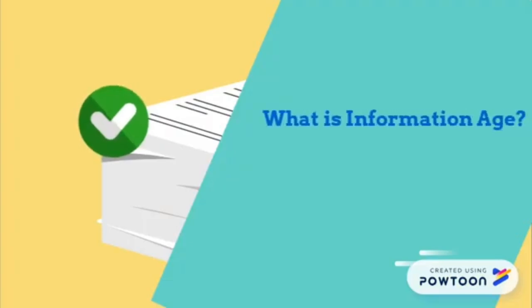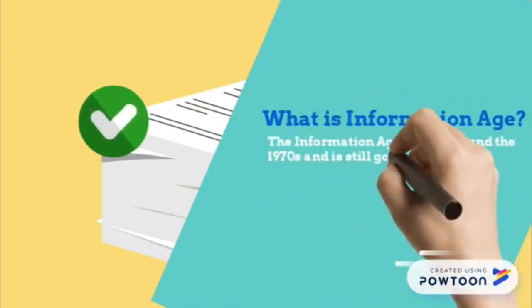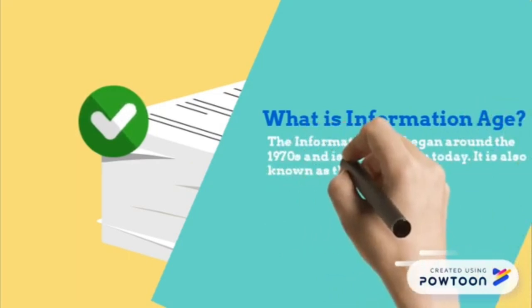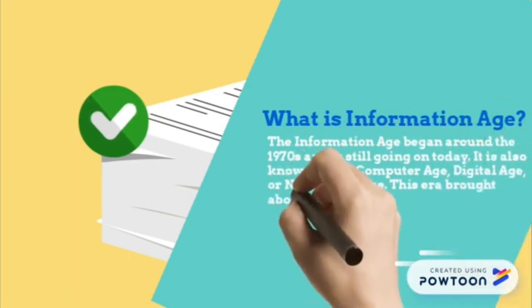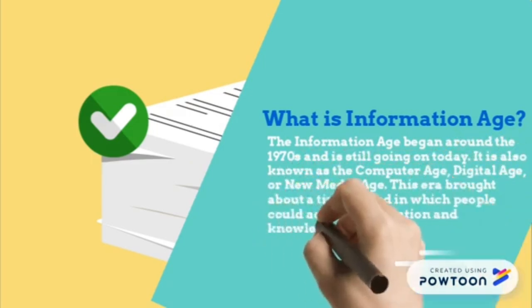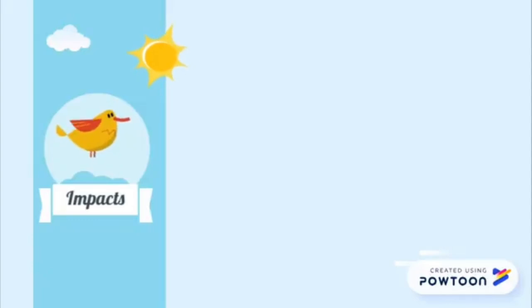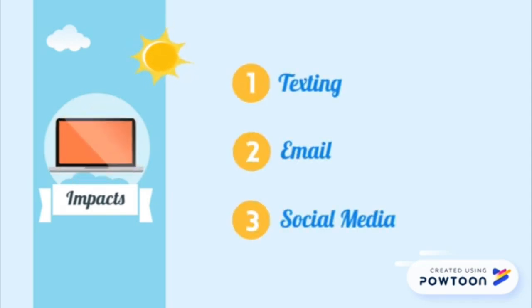What is information age? The information age began around the 1970s and is still going on today. It is also known as the computer age, digital age, or new media age. This era brought about a time period in which people could access information and knowledge easily. The information age brought about many new inventions and innovations. Many communication services, like texting, email, and social media developed in the world has not been the same since.